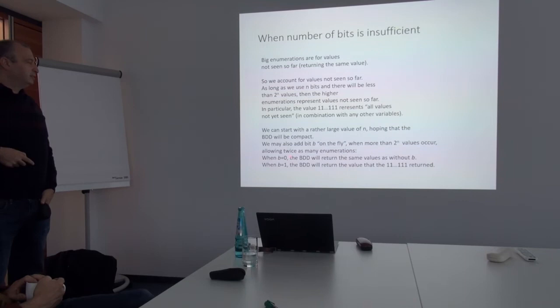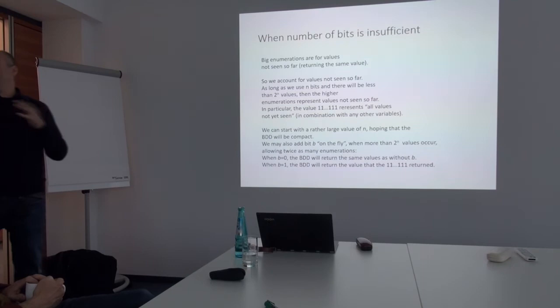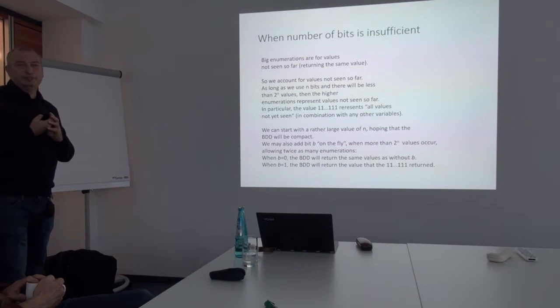There's two possibilities. If the extra bit, the most significant bit, is 0, that's just copying the BDD because it's just adding the leading 0. If the leading bit is 1, these are values that I did not see so far, so they all have the same value as this one, 1, 1, 1, 1, 1. So it's just writing a BDD formula, and I can extend the BDD on the fly as much as I need.